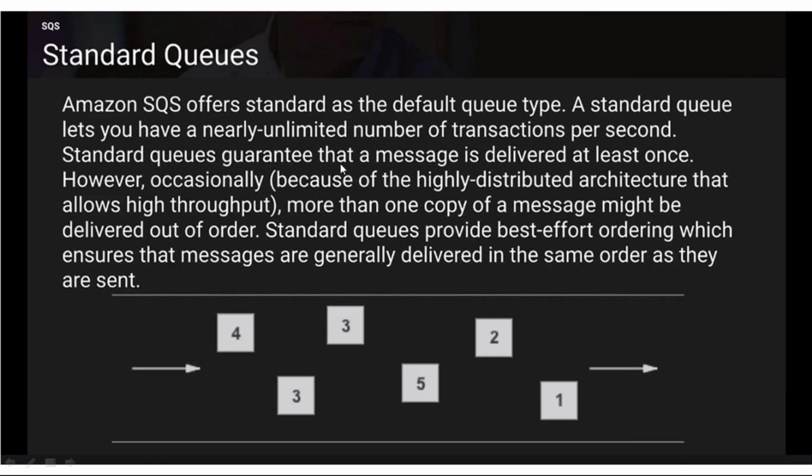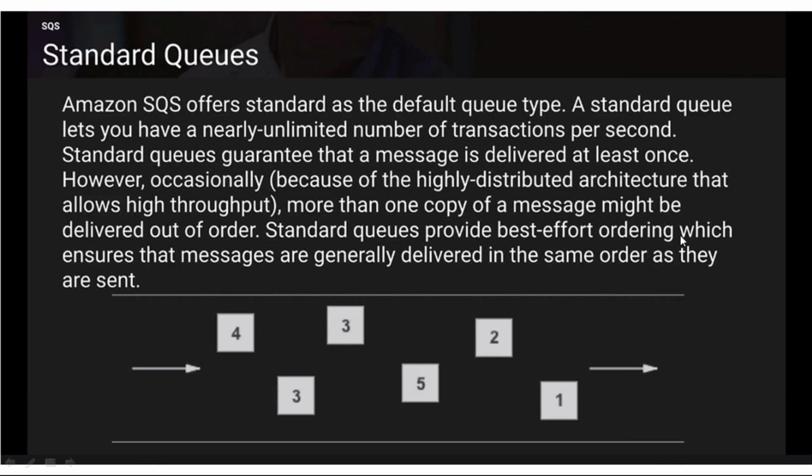And standard queues guarantee that a message is delivered at least once. So whatever message comes into this queue, it ensures that this message is delivered for processing at least once. However, occasionally more than one copy of a message might be delivered, out of order. So there could be a chance that one message is delivered a couple of times, but that is very rare. I'll help you know the situation where the same message gets delivered a couple of times in the next couple of slides.